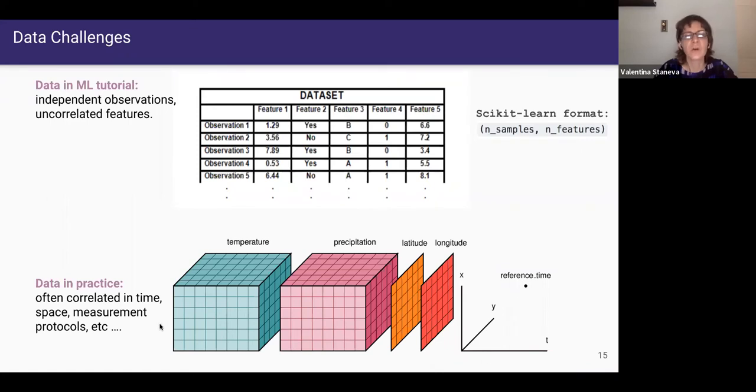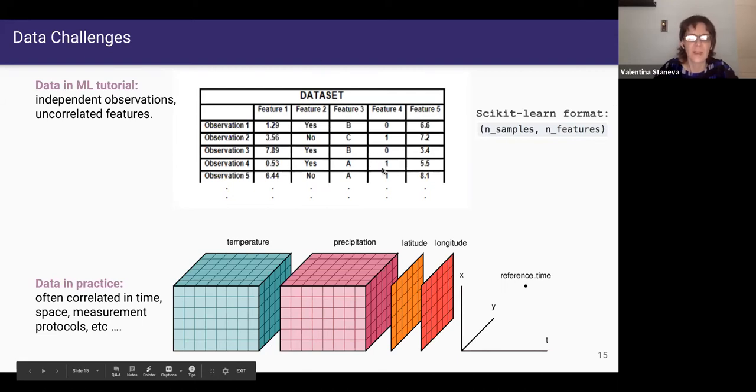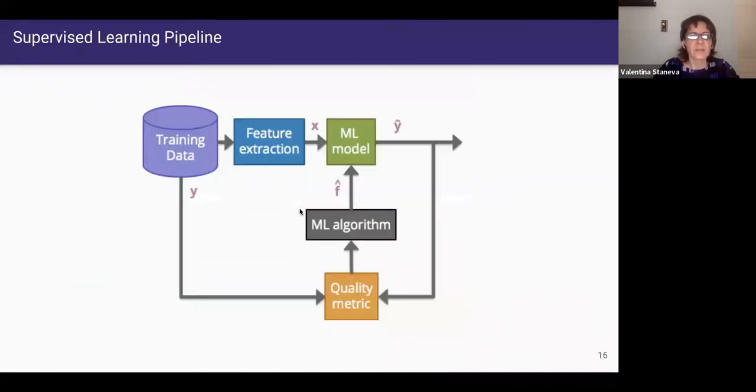And in practice, we saw that our data sets are actually very multidimensional, and there is a lot of correlation in time, in space, in measurement protocols, and so on. So there is more to think about than just getting a library and applying it to your data, which usually is not even in that format. So that's why we need to do more steps in this process.